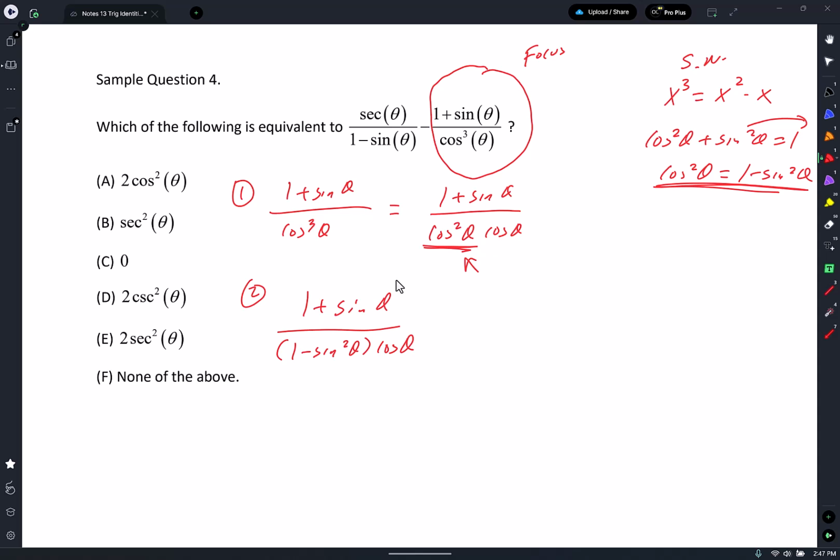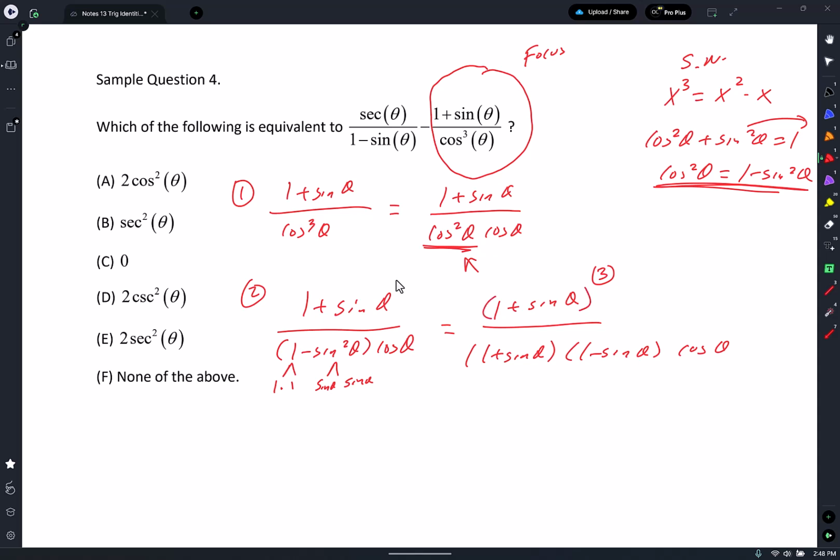Okay. Now that I got it to here, I see the 1 minus sine squared and I think, well, look, I have a 1 plus sine on the top. I can expand this one because it is like the difference of squares, just like we did a little while ago. Sine theta times sine theta. So I'm going to go 1 plus sine theta. I'm going to call this step 3. Over parenthesis 1 plus sine theta times 1 minus sine theta times cosine theta. There's my product right there. Do you see that? Now that I have it looking like that, what can I cancel?